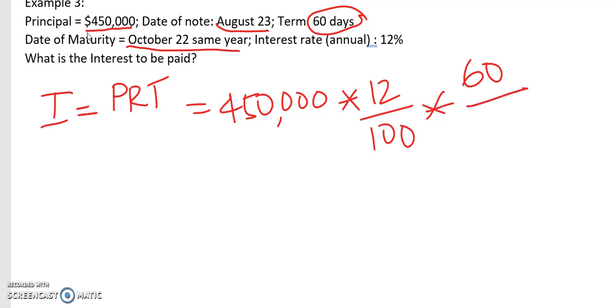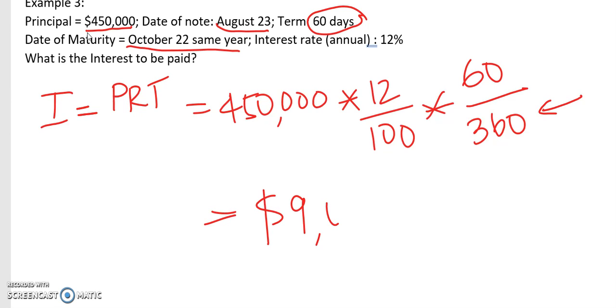We need to convert it to years because everything is calculated to year now. So like some time before we did it with months, but this time it is with year. So if it is for the year, then I would put 360. Regardless of whether it is a leap year or not, in business, we will use 360 days. So we're going to use only 360 days. And that will come to about $9,000.